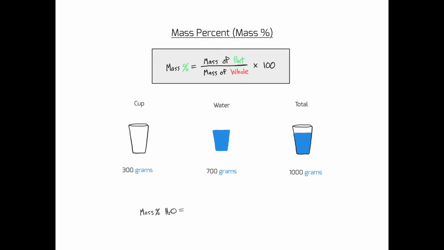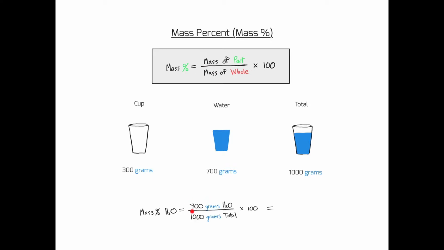So what if we're asked to find the mass percent of H2O in our total? We can see that water only makes up a part of the total, right? Which tells us that our 700 grams of water is going to be the mass of the part in our equation. And we already know that our total mass is 1,000 grams, so that 1,000 grams is going to be the mass of the whole.